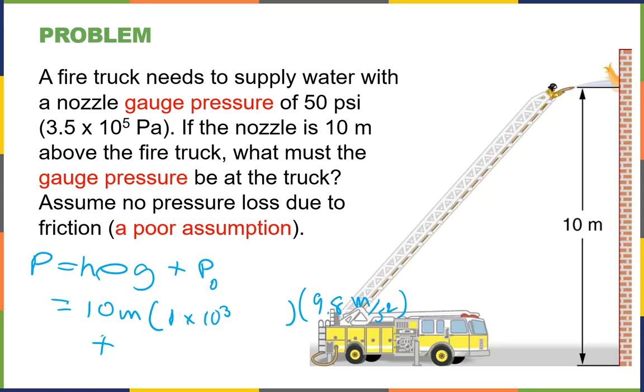What's kilograms per meters cubed? Kilogram, meters cubed. Plus 3.5 times 10 to the 5th, which equals 0.483. All right. So in the end, they ripped it out quickly. Just took a while to get there.